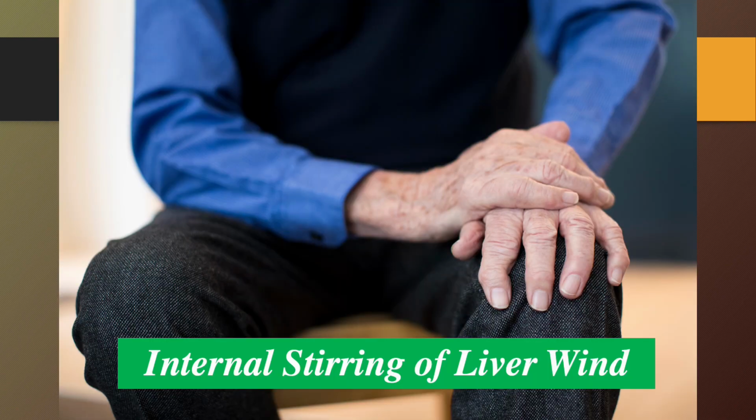Internal stirring of liver wind manifests a set of clinical symptoms including vertigo, tremor, and convulsions. It is mainly caused by failure of yin fluids and essence, blood of the liver and kidneys to nourish tendons and constrain yang. Clinically, this pattern can be subcategorized into liver yang transforming into wind, extreme heat generating wind, yin deficiency stirring wind, and blood deficiency generating wind.